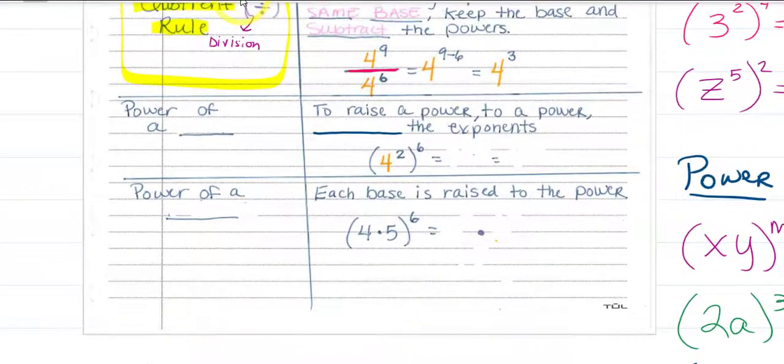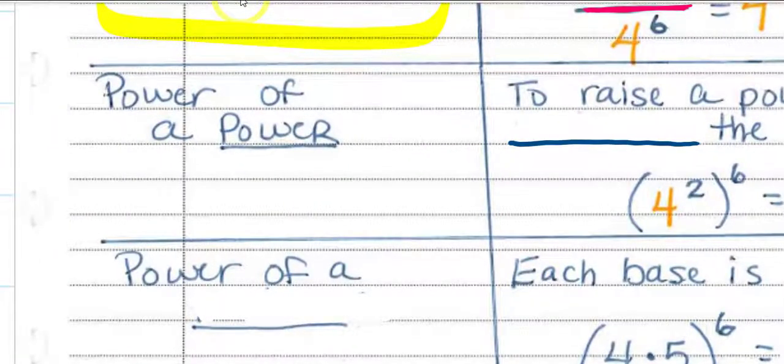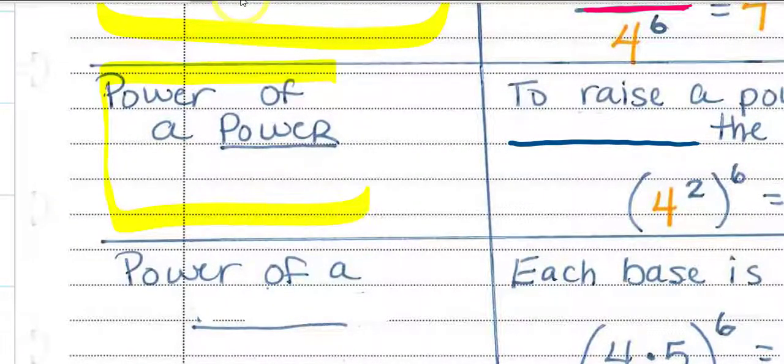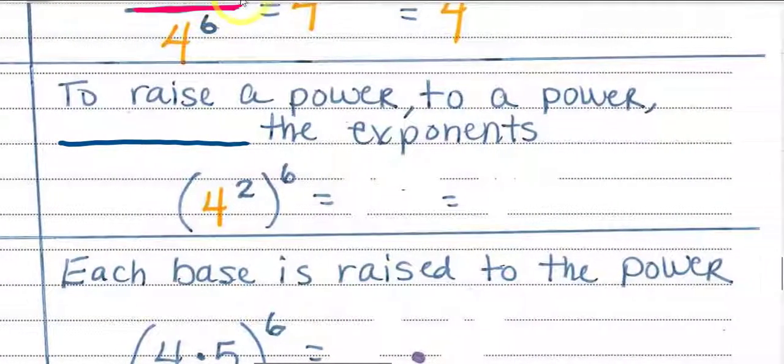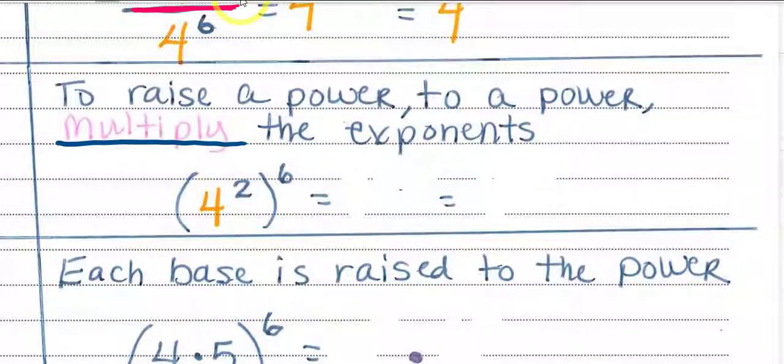All right, so today we're going to go over the last two properties that we need to make sure that we go over thoroughly. And then in class, we'll continue practicing and putting them all together. So the first one today is called the power of a power rule. That rule, or integer exponent property, tells us that to raise a power to a power, so that means you're going to have two exponents, we multiply the exponents.